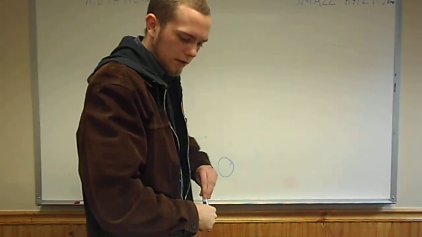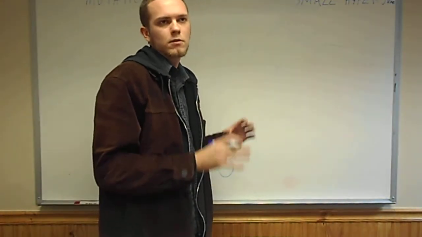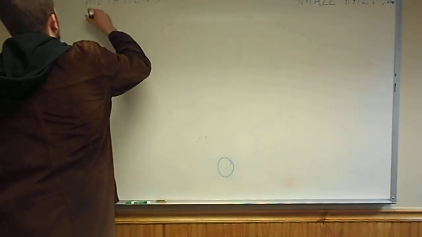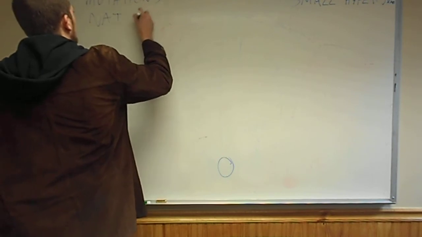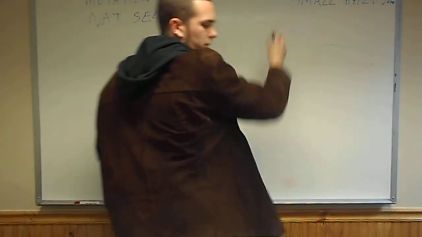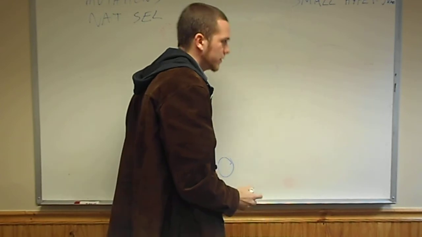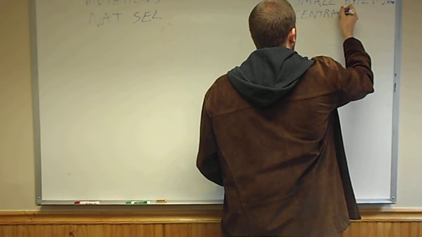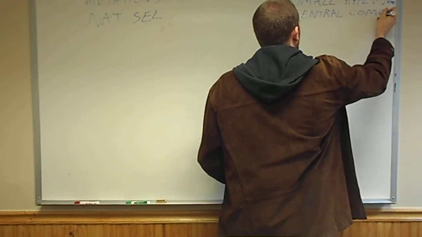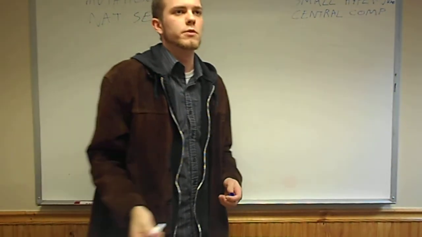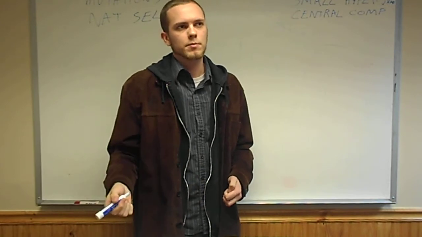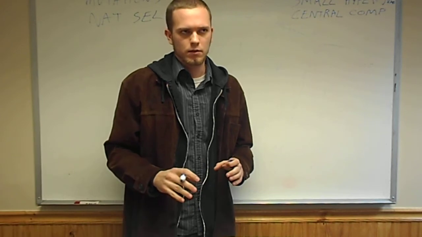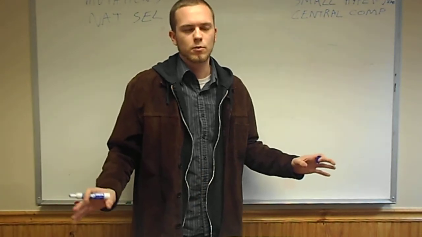And in evolution we have natural selection, the survival of the fittest, the best things get to continue on. So we have natural selection. And over here we're going to represent it with a central computer. So the central computer is going to decide which spaceships are doing the best and let those spaceships continue on and not give any more resources to the ones that are doing poorly.